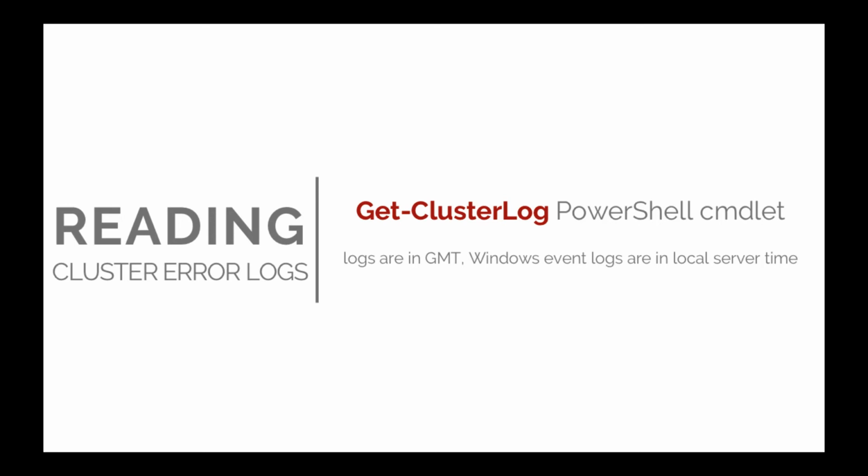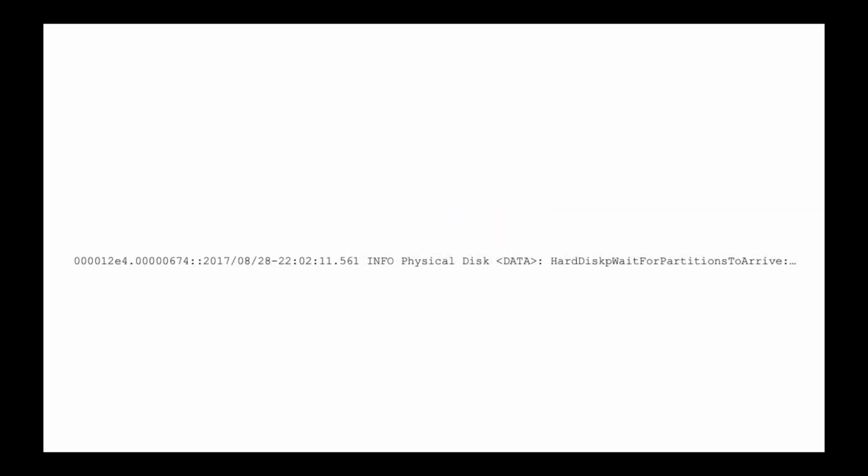By default, the logs are in GMT, so what I do is I use the use local time parameter so that it will generate the cluster error log with the reports or the events written in the local server time. Now, like I said, in case you end up reading the cluster error log, here's how you read an entry in the cluster error log.